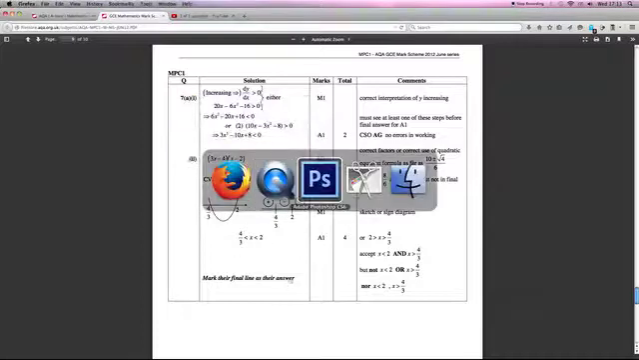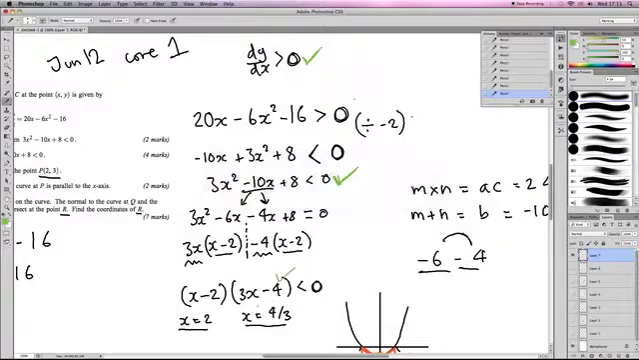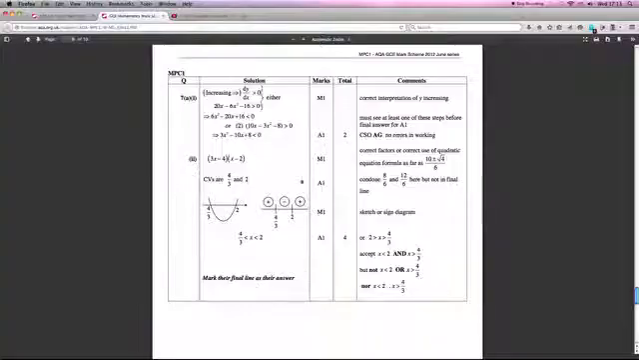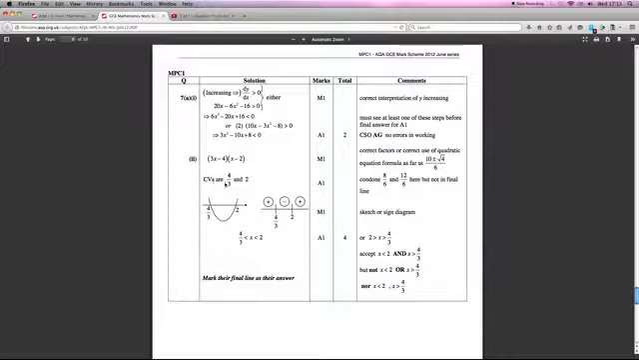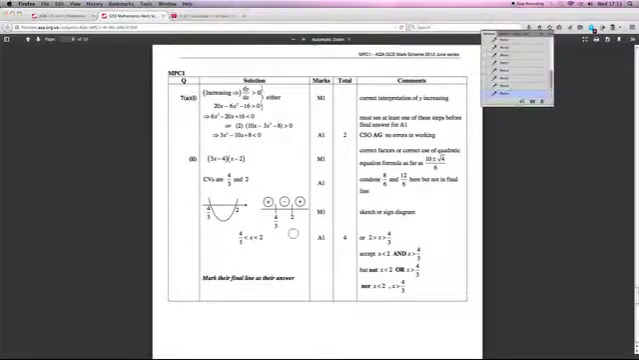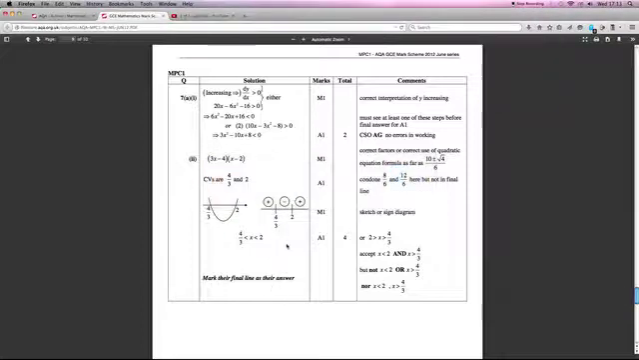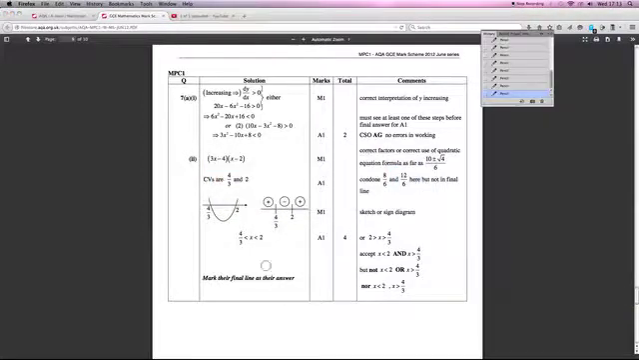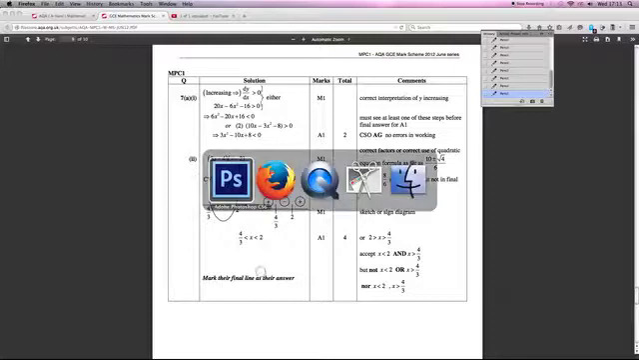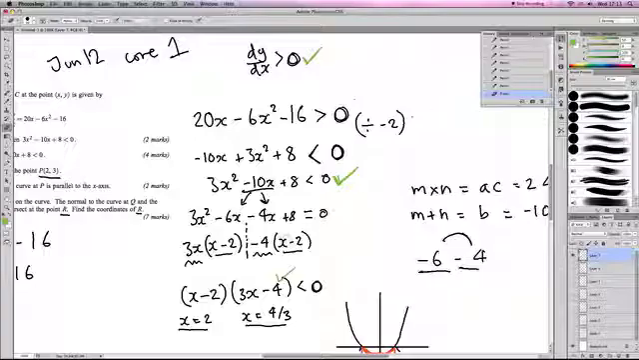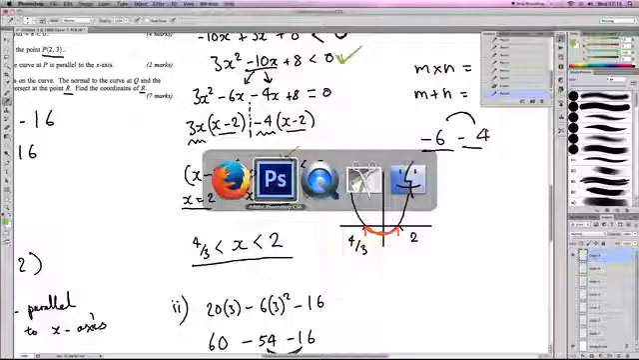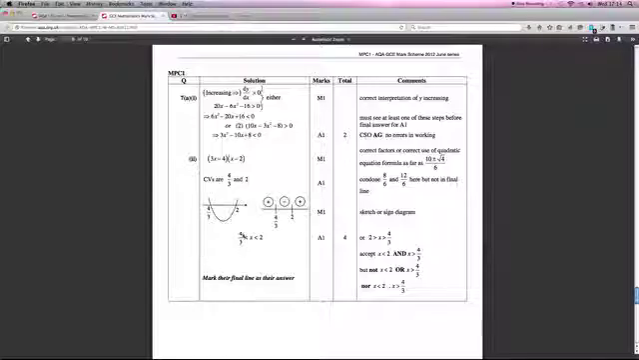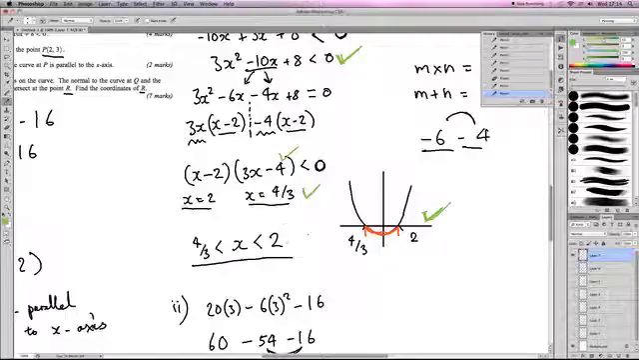Factorize 3x minus 4. Where is it? 3x minus 4, x minus 2. Oh, actually I only get 1 mark for that. And then its critical values are 4 over 3 and 2. So I've got... It's actually crashed. There we are. So 4 over 3 and 2. So 1 mark here. See that diagram? Well, that gives you a mark. And then sandwich inequality 4 over 3 less than x less than 2. There are 4 marks.